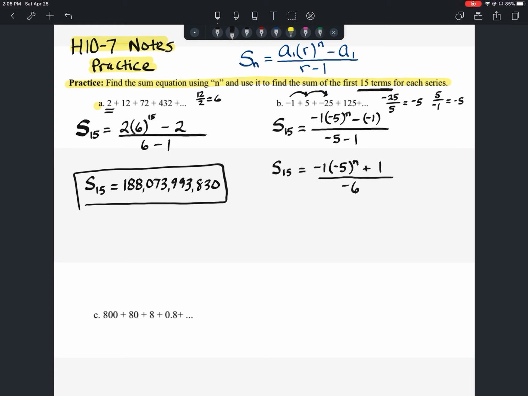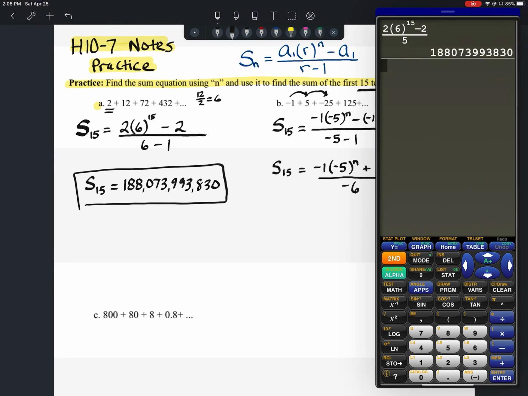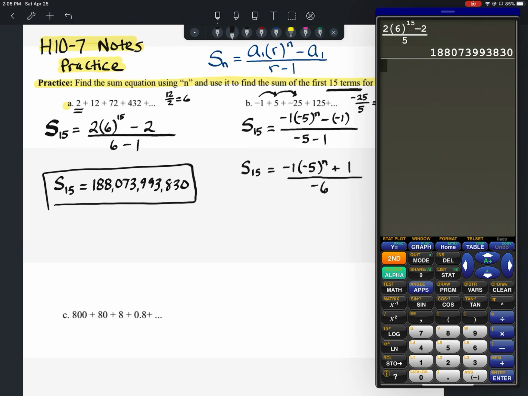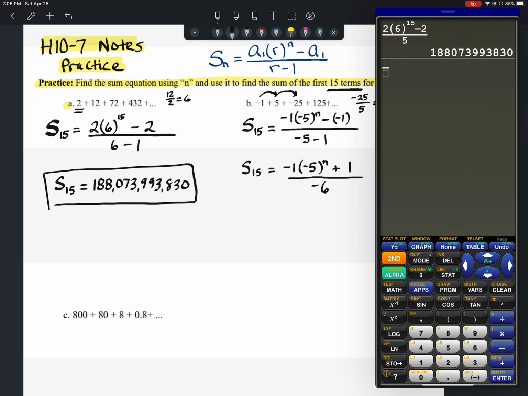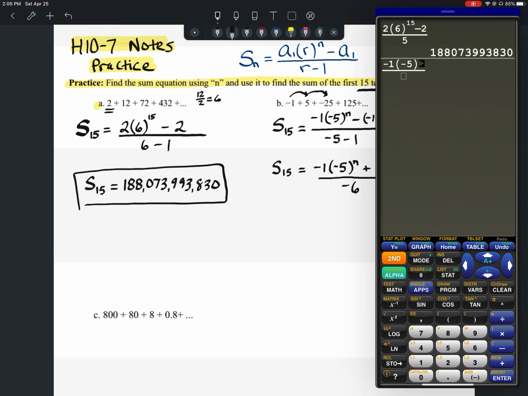Don't make that mistake. And let's go ahead and type that in on the calculator. We'll just type it in all at once. We'll say -1 times a -5. Oh, you know what? I put n in there. What should I have in there? This should be a 15. There we go. Now it looks a little better.